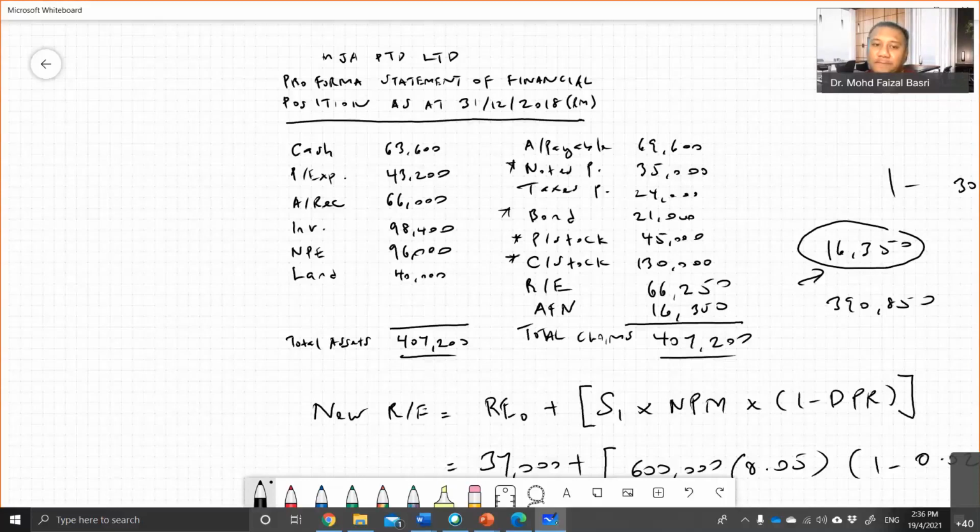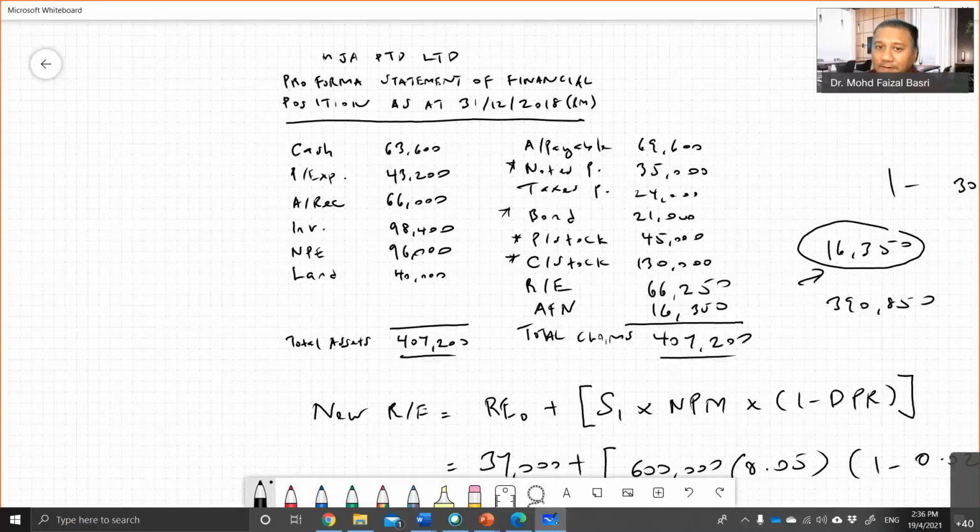So what I can conclude here, if the company wants to increase their sales by 20% next year, they need to increase 20% of their assets. Some of them can be generated from inside, from internal, by extending the accounts payable, the tax payable. But this amount, 60,350, they need to raise from outside. They need to borrow from outside.